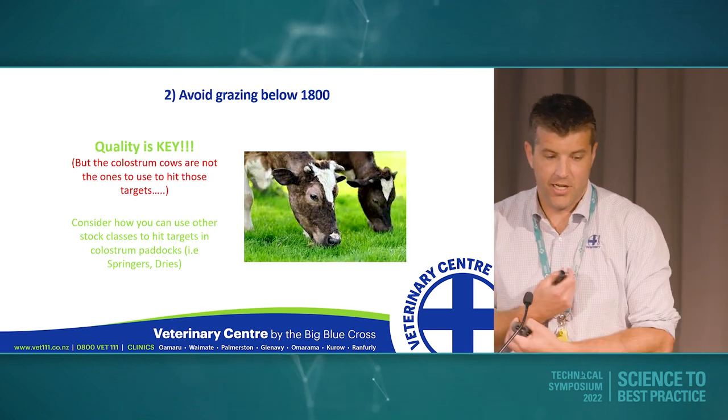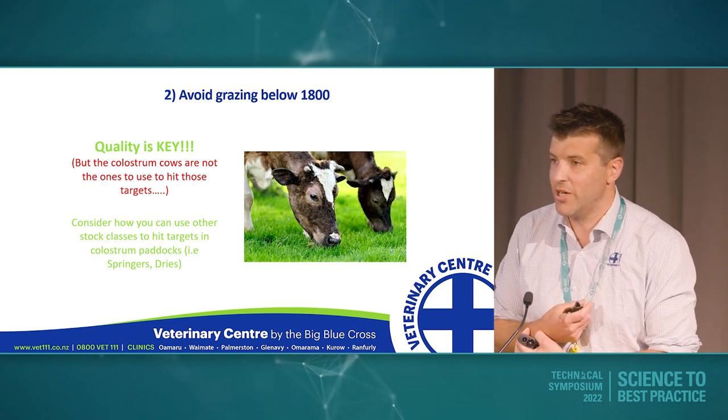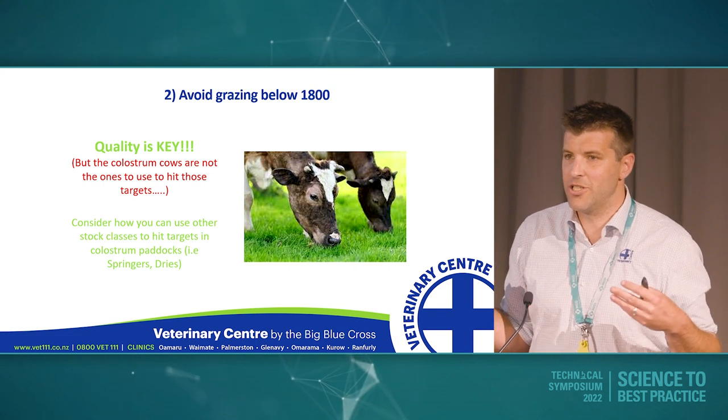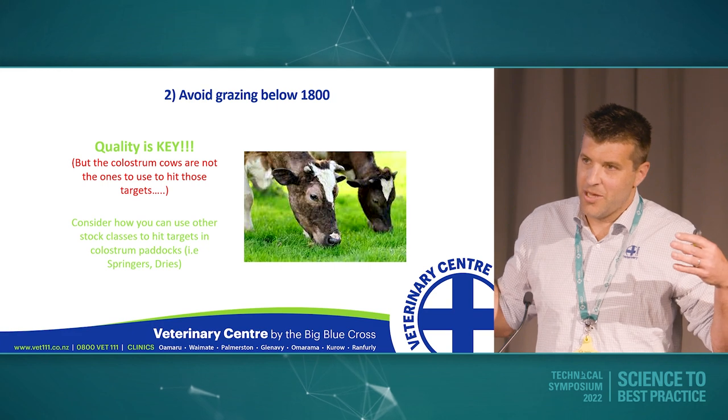Second one is around avoiding grazing below 1800, or 1800 or more probably. So we've all probably had it drilled into us around that colostrum period that, the way I think about it is cows in that period don't want to naturally eat. So everything you're trying to do is to promote them or make it easy for them or make them want to eat.